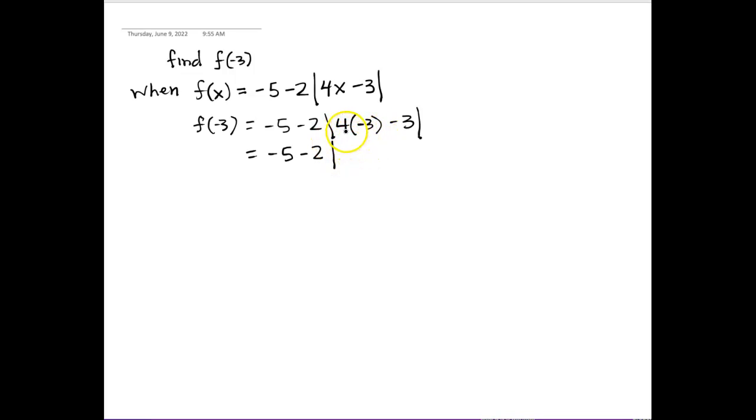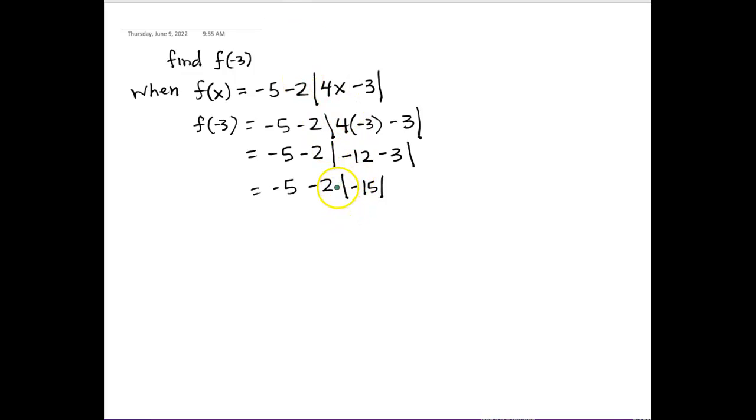And then inside, we've got 4 times negative 3 is negative 12 minus 3. All right, and then negative 5 minus 2. Now let's simplify inside the absolute value. So negative 12 minus 3 is negative 15. And then the absolute value of negative 15 is positive 15.